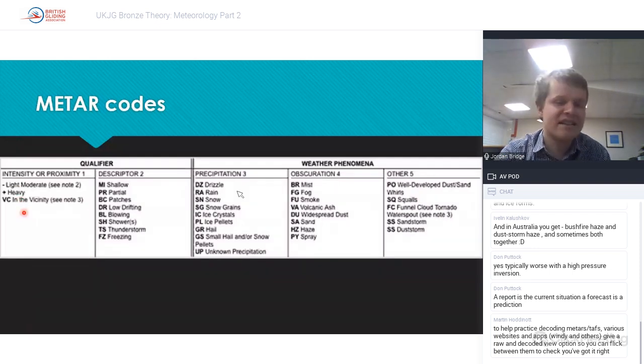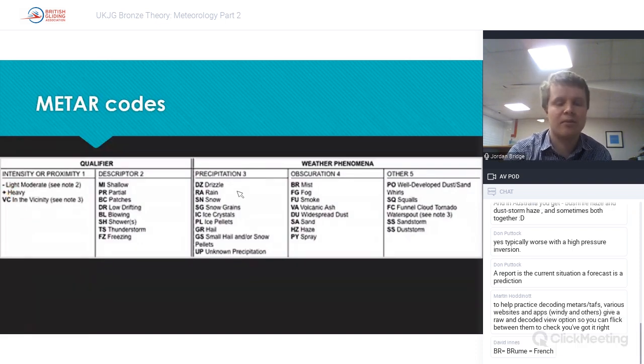And you have minuses when it's light, plus for heavy. If it's moderate, there's no plus or minus symbol. It's just the type of weather. And VC means in the vicinity.